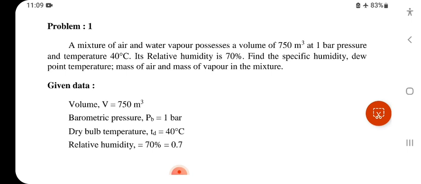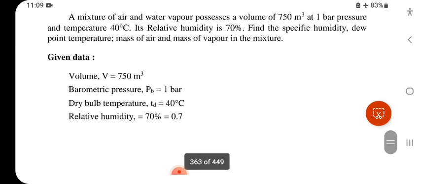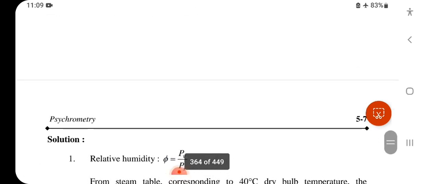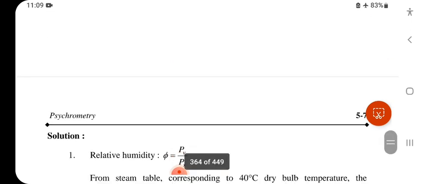Given data: the volume is 750 meter cube, and we take 1 bar as the barometric pressure, 40 degrees Celsius as the dry bulb temperature, and 70% as the relative humidity. We have to find the specific humidity, dew point temperature, mass of air and mass of water vapor in the mixture.